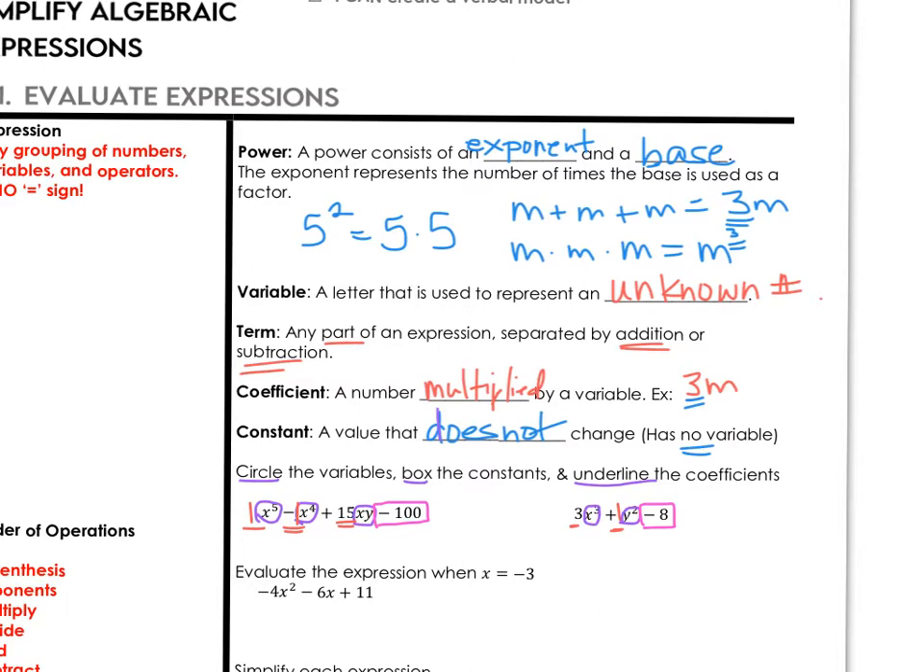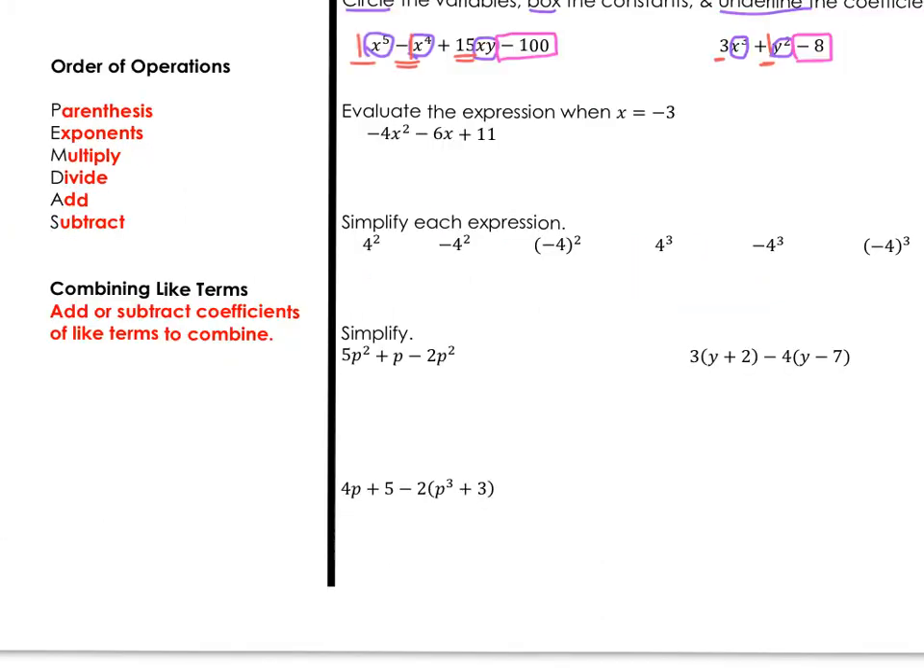I notice that my variables are just x cubed and y squared. My constant is negative 8. And the coefficients were positive 3 and positive 1. It's always good to review our order of operations. If you know PEMDAS, that mnemonic device to remember them: parentheses and exponents, multiply and divide, but always remember multiply and divide from left to right to keep it consistent, and then add and subtract again in order from left to right.